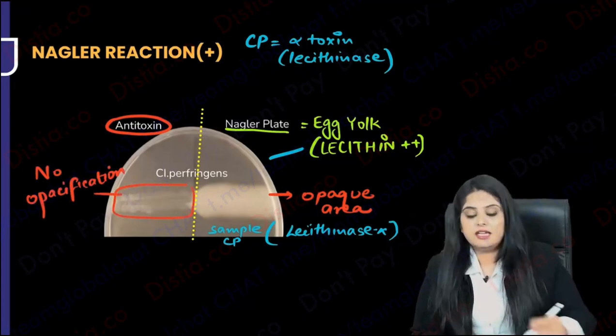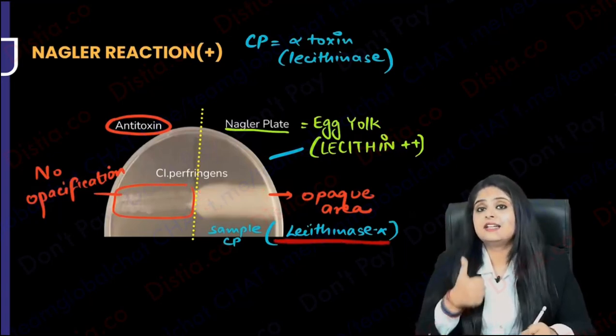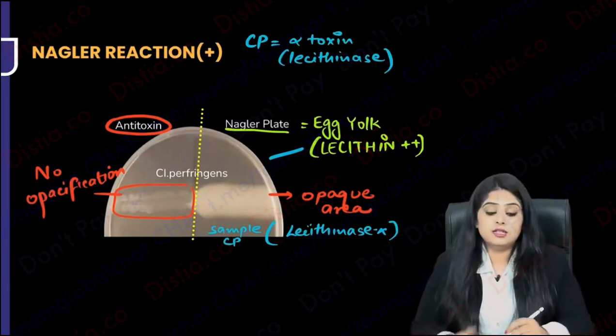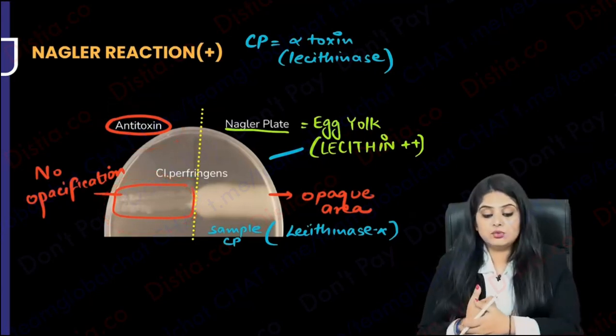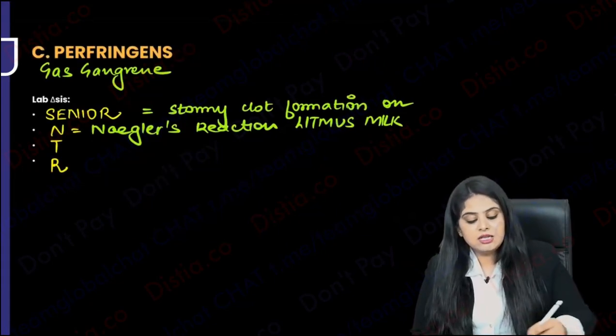So repeating once again, if you get an opaque area, this means the lecithinase, that is alpha toxin, has gone and broken the egg yolk's lecithin. Reaction has occurred. And if I added something to neutralize it, the reaction has vanished. That is known as the Naegler's reaction. So the question asked is, Naegler's reaction is going to use what?